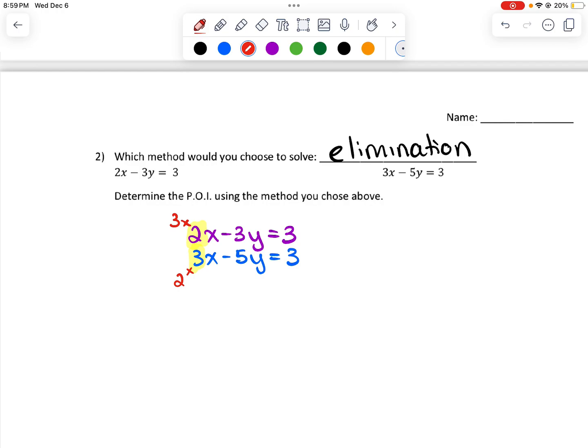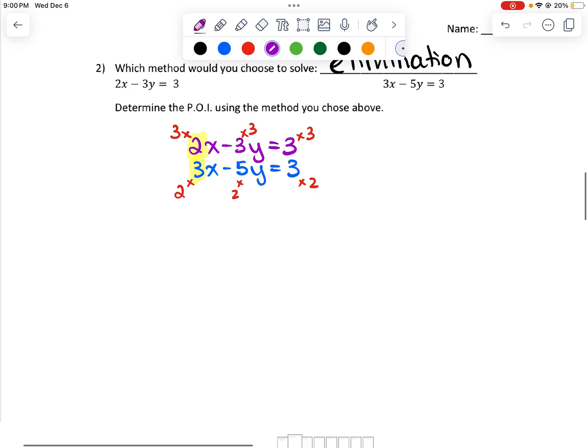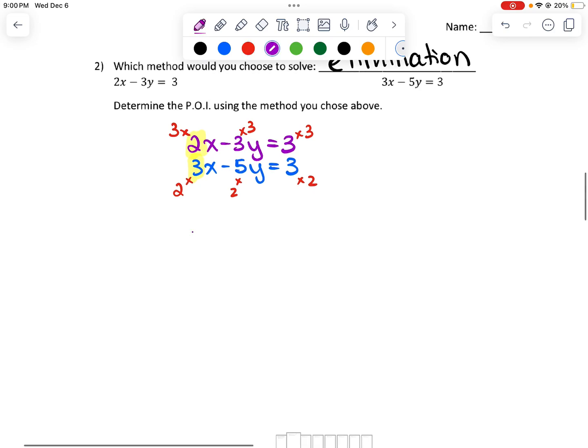But I can't just multiply the x's. I have to multiply everything in this equation by 3 and everything in this equation by 2. So I'm going to end up with, for my purple one, 6x minus 9y equals 9. And then for my blue one, 6x minus 10y equals 6. So I just multiplied the top equation by 3 and the bottom equation by 2.